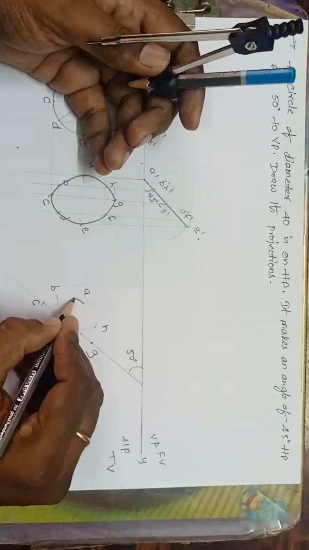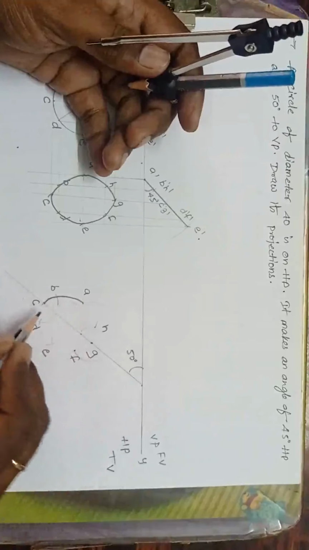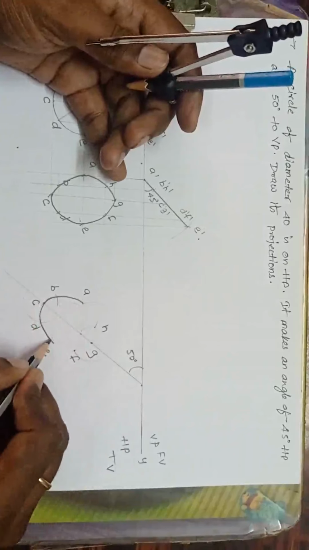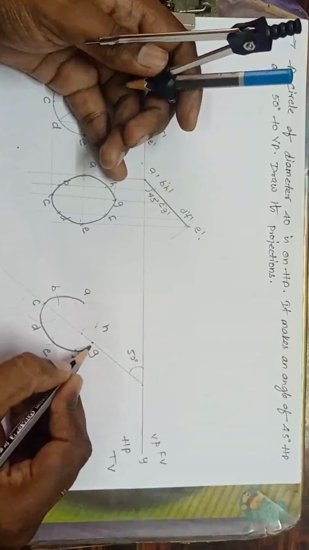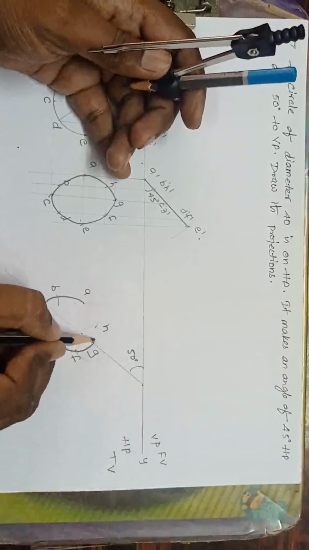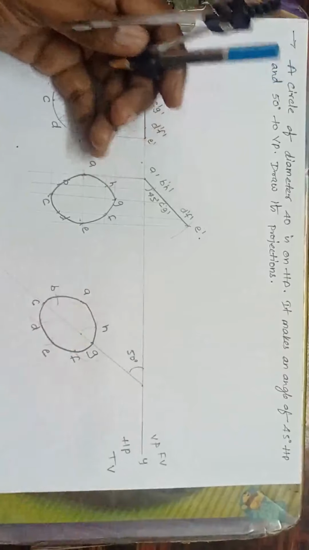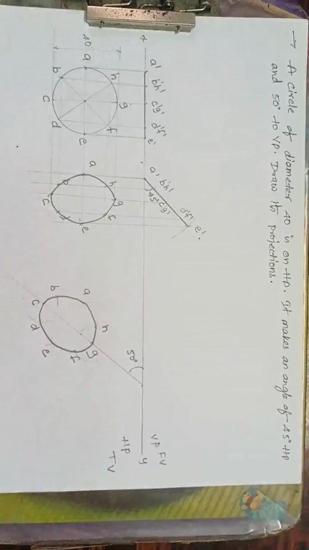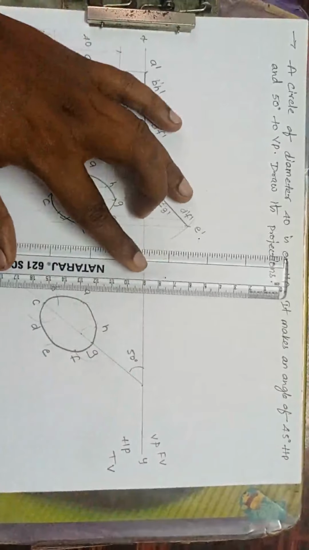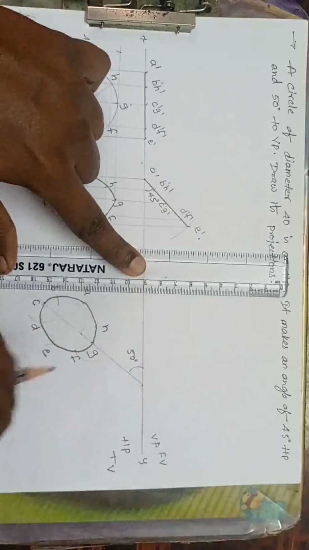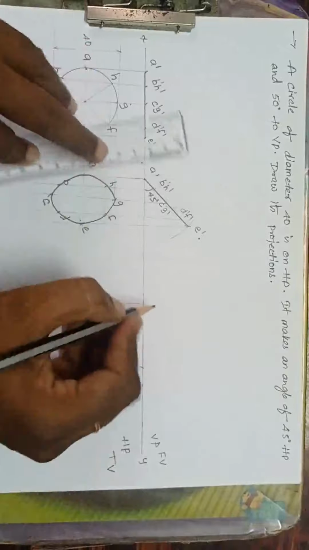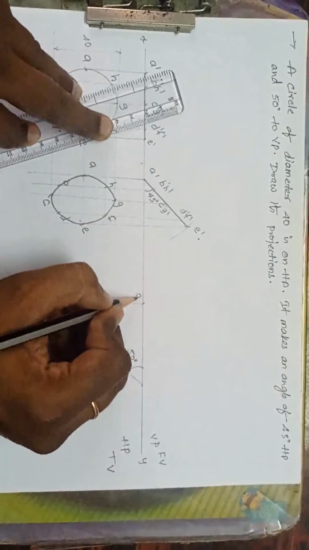See, this is BC, CD, DE, EF, FG, GH, HA. So I have got the ellipse just using the points. Now what to do? Drop the perpendicular and parallel lines. First I will come to A. From A draw a horizontal line and from A a perpendicular line. This is A dash.